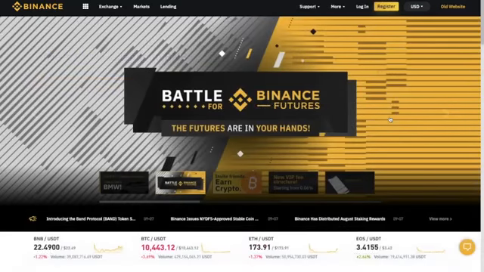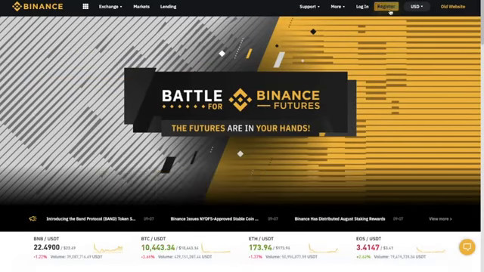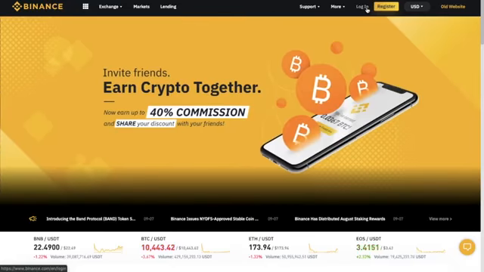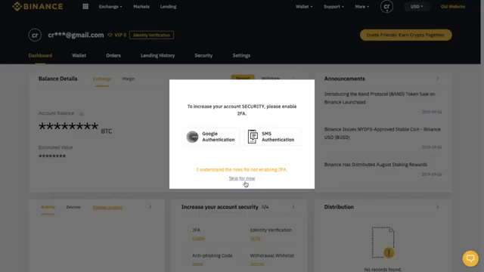So now let's actually go into the exchange itself. For those of you who don't already have an account, you can simply click on the register button. However, I do have a login, so I'm going to simply click on login here. If you are logging in for the very first time, you will be asked to enable two-factor authentication. You can do that using either Google authentication or SMS authentication.